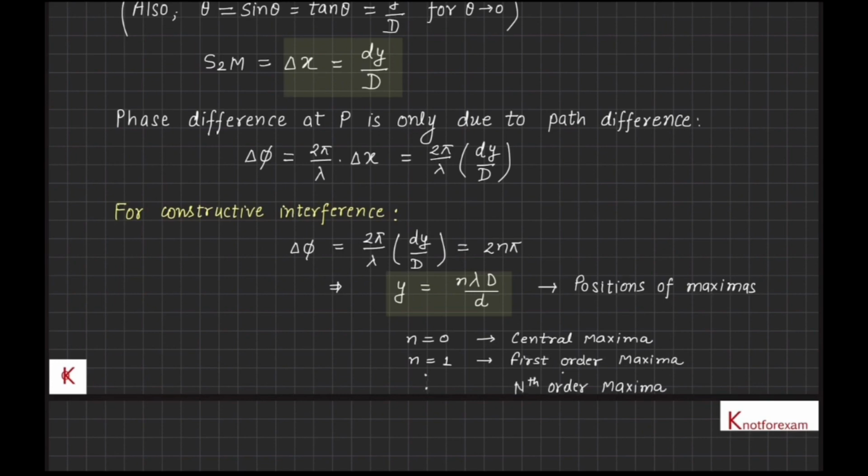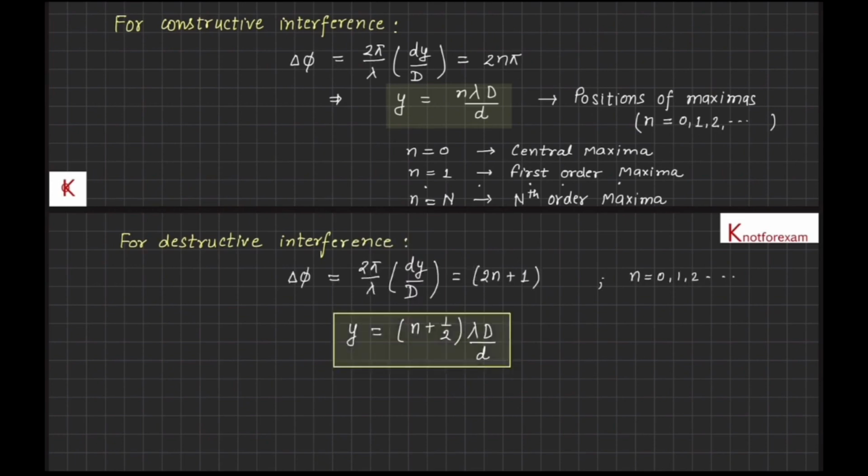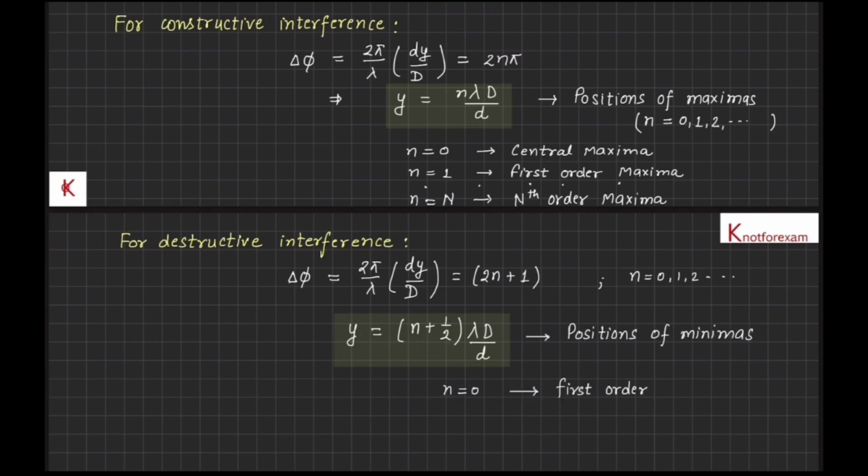And for destructive interference, the phase difference 2 pi by lambda dy by D will be equal to (2n plus 1) pi. From this, we get the positions of minima equal to (n plus half) lambda D by d. For n equal to 0, 1, 2, 3 and so on, we get the first, second, third orders of minima respectively.